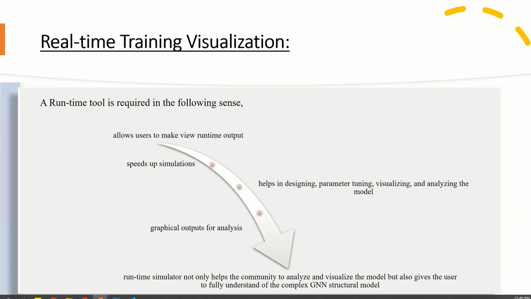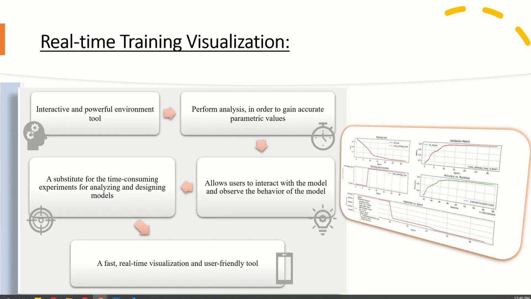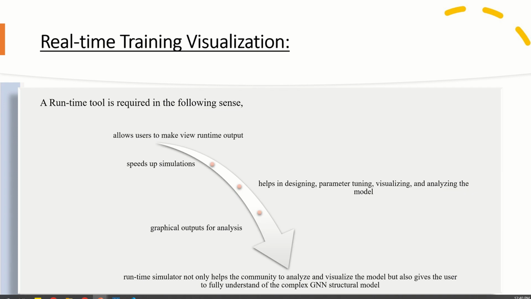So let's talk about the real-time training visualization. Why is a real-time, runtime tool required? Runtime tools are required in the following sense. For example, they allow the user to view the output at runtime, to see how the algorithm is performing step by step, right?